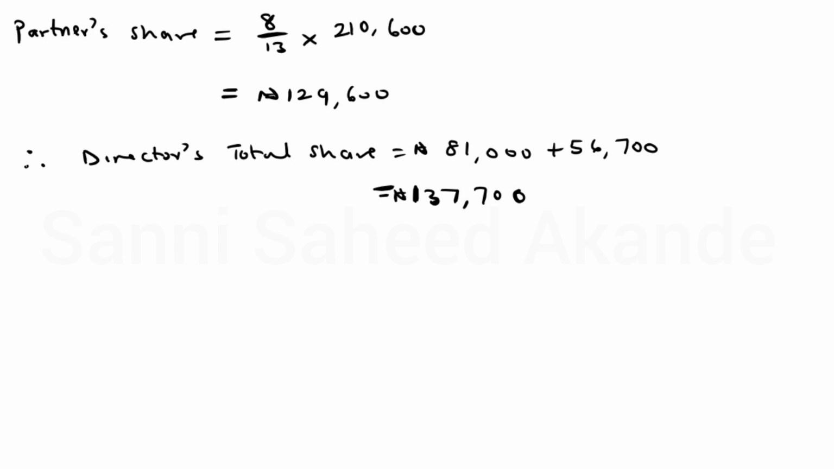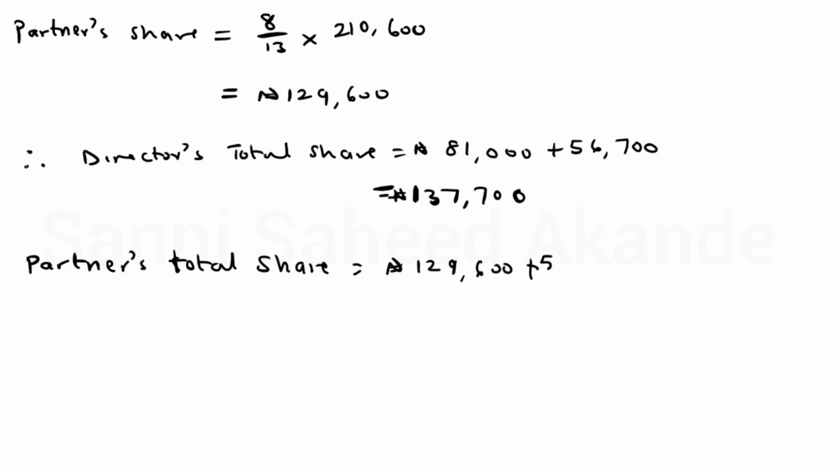Then let's look at the partner's total share. The partner's total share will be equal to 129,600 plus 56,700, which is equal to 186,300 naira. If you add their total shares together, you also get the total profit, which is 324,000 naira. So this is how to solve this question.